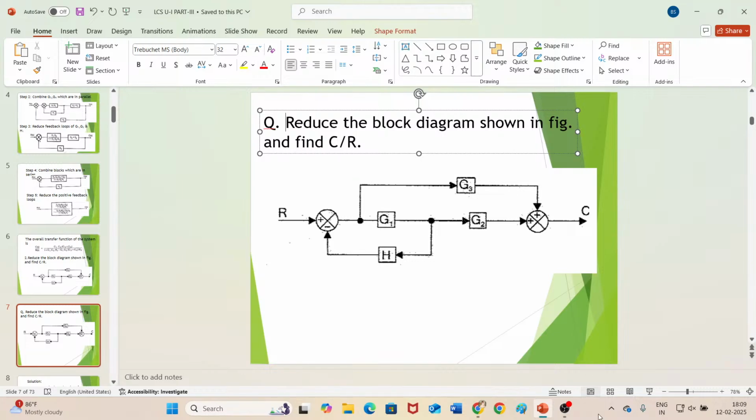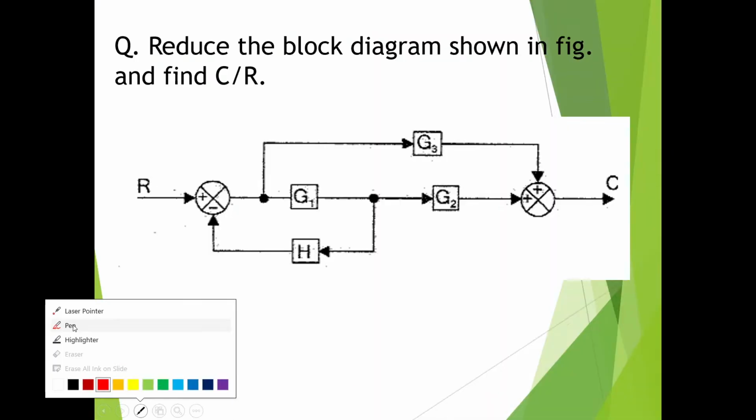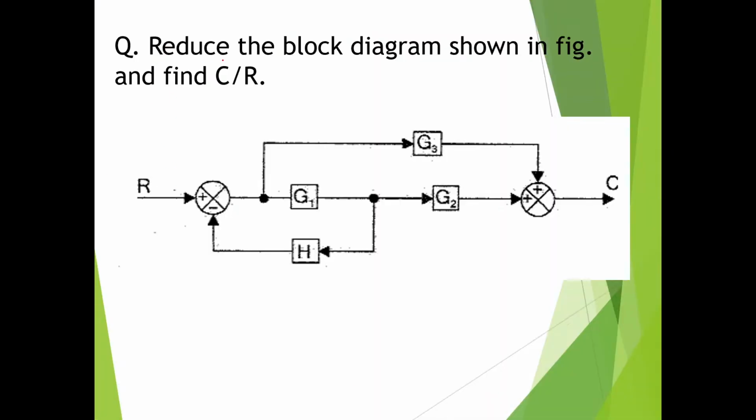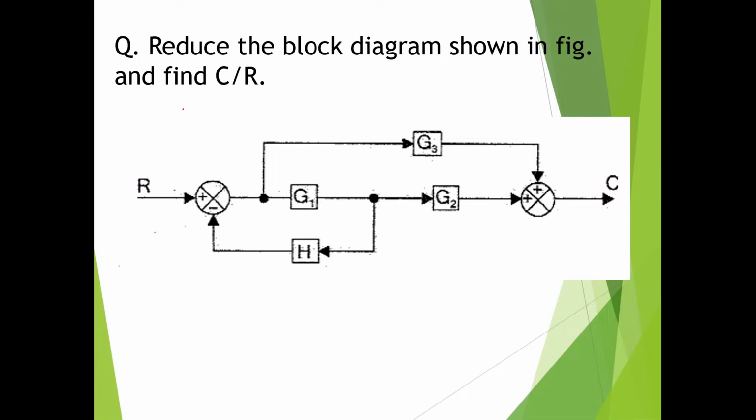So what is C here? The question is: reduce the block diagram shown in the figure and find C by R. C is the output and R is the input. So we have to determine C by R. Even though they have mentioned simply find C by R, we have to find the transfer function in Laplace.